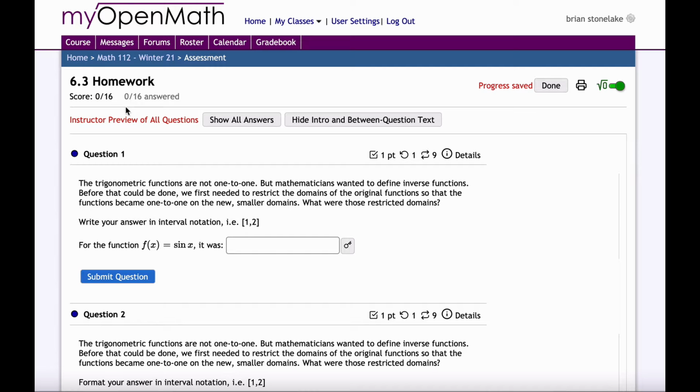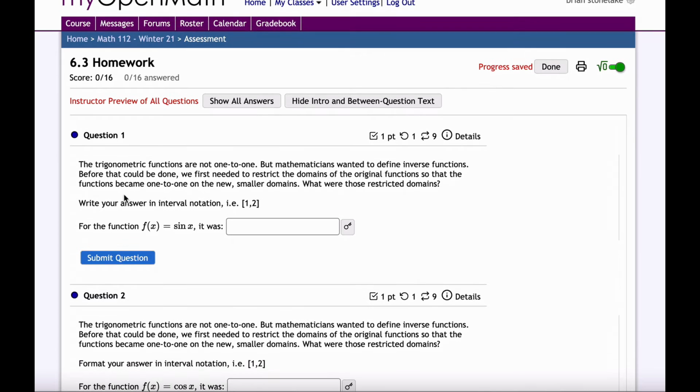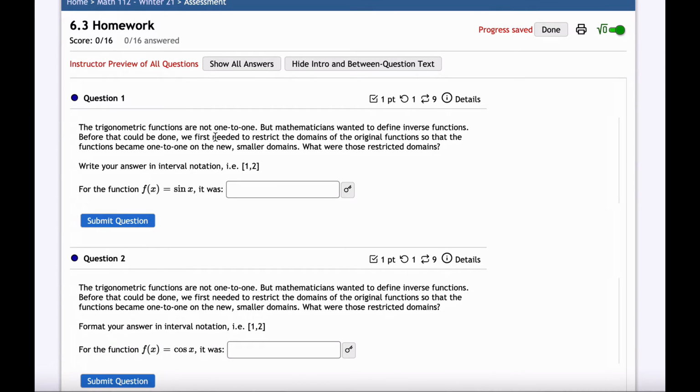All right, the 6.3 homework assignment. At first glance, it appears to be a longer homework assignment, but what I think you'll see is a lot of these problems go really quick. The first three, for example, are just asking you about the restrictions that we put on the domains of sine, cosine, and tangent in order to define arcsine, arccosine, and arctangent.